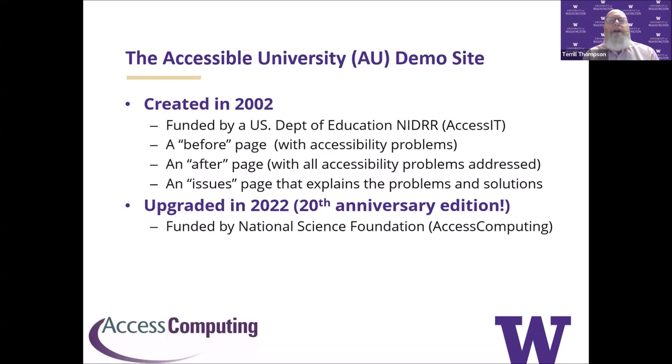So what we're going to look at today is web accessibility using the Accessible University demo site. This was a site that has been around a long time. We created it in 2002 with funding from the U.S. Department of Education, a NIDRR-funded project called Access IT. And essentially, it's three parts.